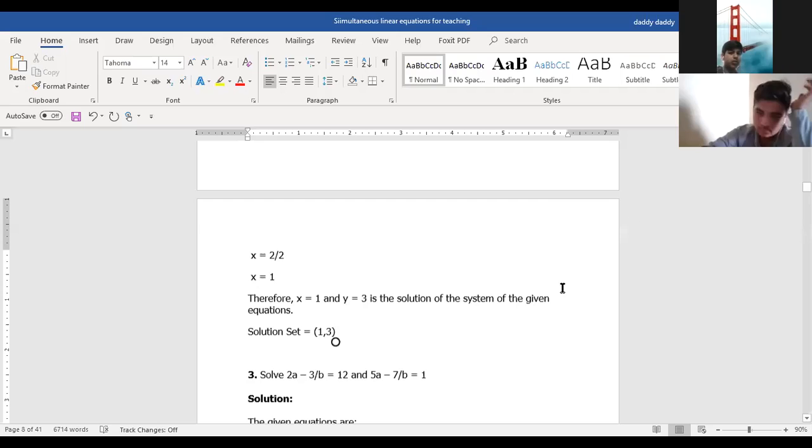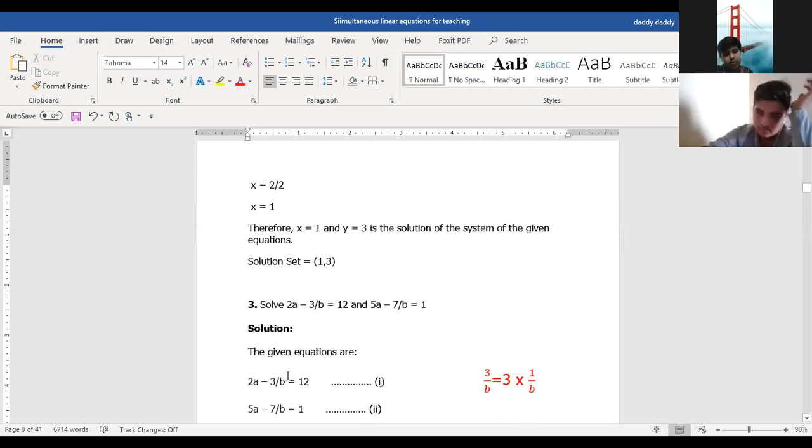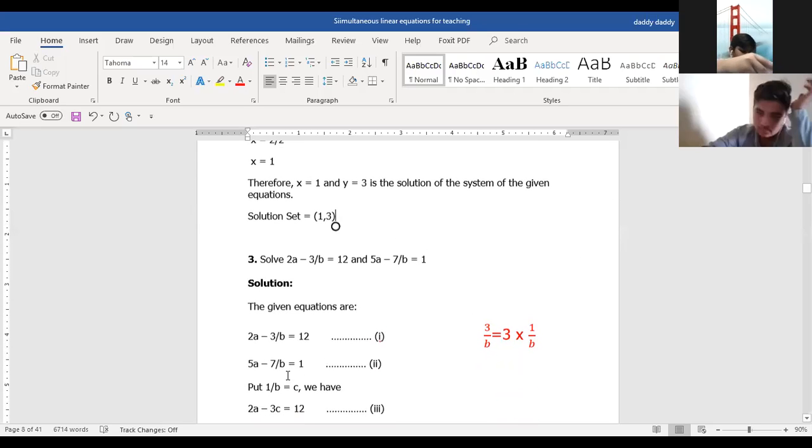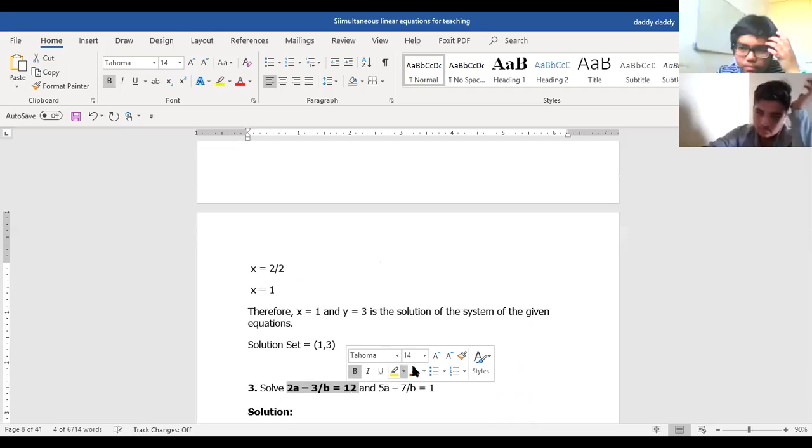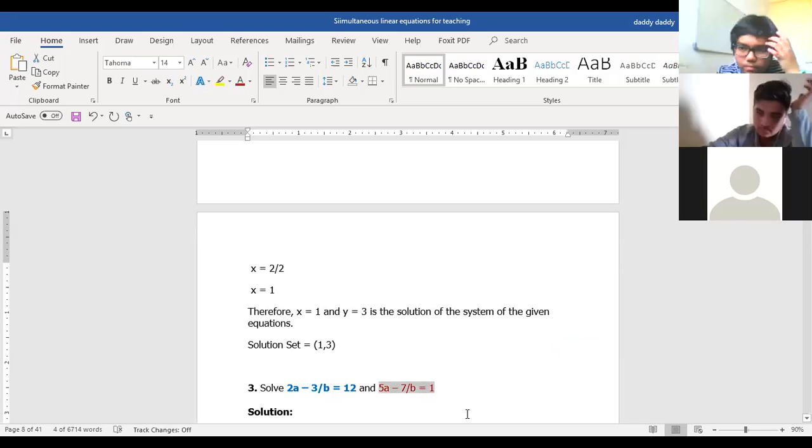Okay, now let's start the third one. And this is my third question, which is 2a minus 3 upon b is equal to 12. This is equation number 1. And equation number 2 is 5a minus 7 upon b is equal to 1. Ma'am, is it 3b or 3 upon b? 3 upon b. 2a minus 3 upon b is equal to 12. 5a minus 7 upon b is equal to 1.